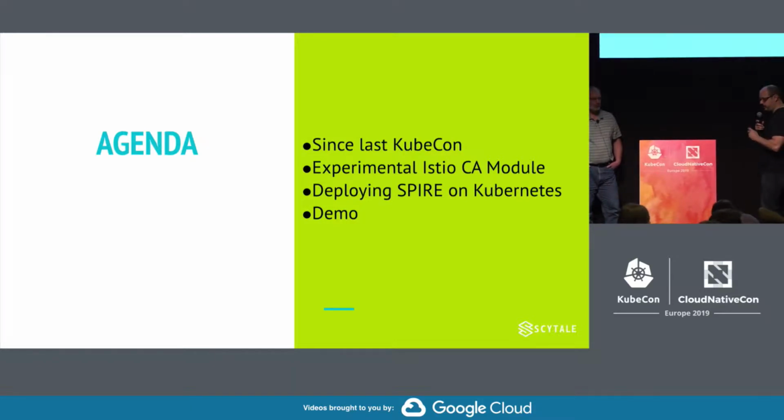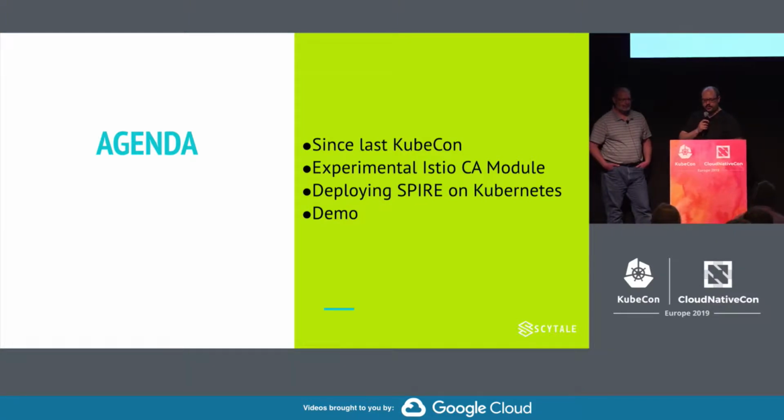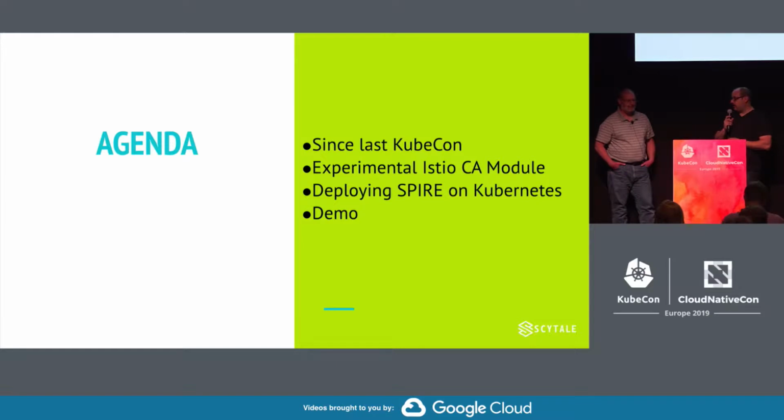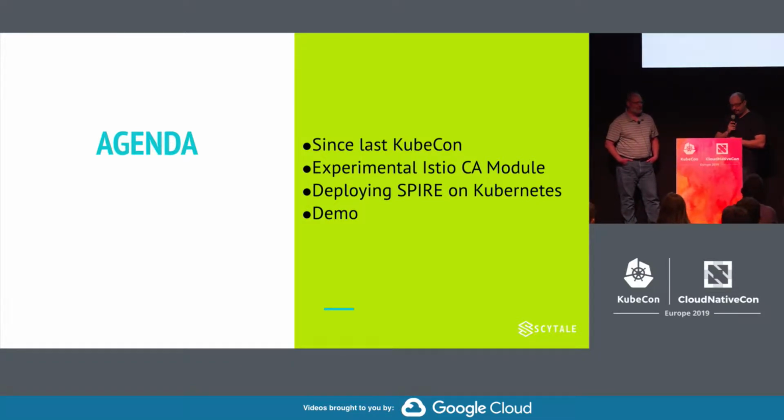So today we're just going to cover a couple of things. The main thing we're going to talk about is deploying SPIRE on Kubernetes. And Scott's going to give a demo showing that.